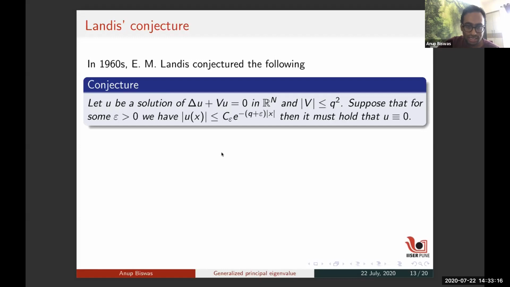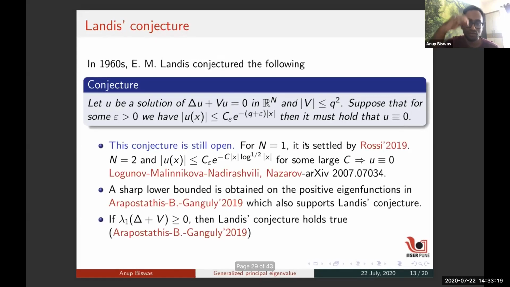Now, what has happened on this conjecture? Let me give you some cases. The conjecture is still open as of now. There is a slightly stronger version of this conjecture by Carlos Kenig; you can go to his paper and find out. He proposed another stronger conjecture, but neither of them got solved. For n equal to 1, this was settled because this becomes an ODE, and you can do a lot of things with ODE, and that was settled by Rossi in 2019.